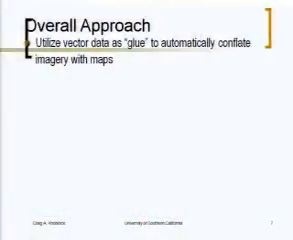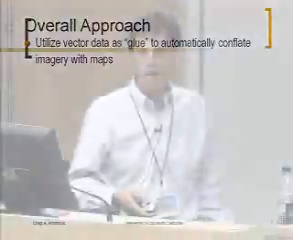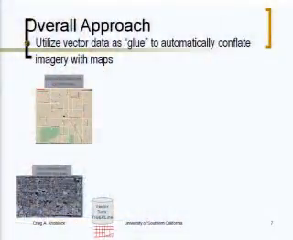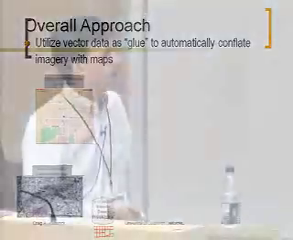But you'd have to do it manually today to do that alignment. OK, so what we do is we developed an approach where we essentially use the vector layer, which is essentially the road layer, as the glue to align the map with the imagery. So the way this works is we start with a map and an image, and we'd like to bring these two things together. And we also have some kind of road network layer here.